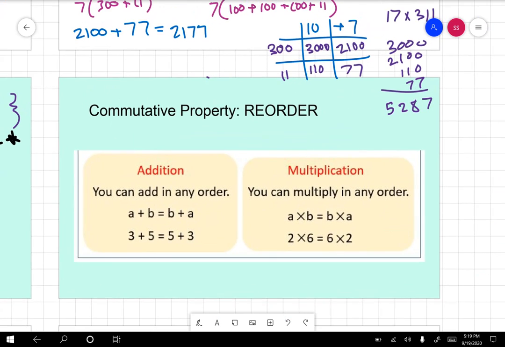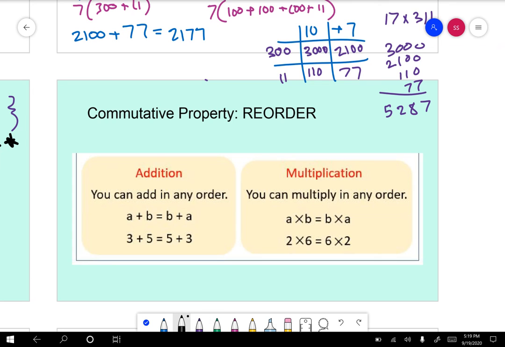Now, commutative property is all about reordering. So remember, associative property, we said we don't reorder. Well, commutative property is the reordering part. So think of the word communication. Communication, we're talking or writing.